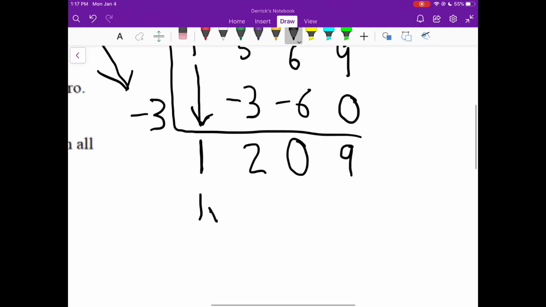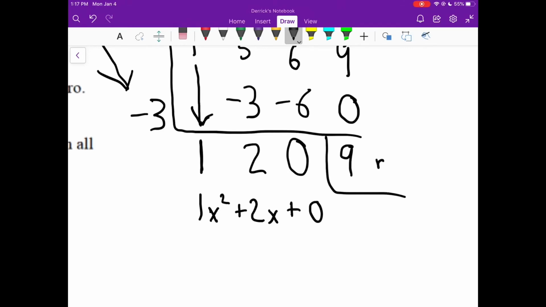So we have 1x squared, which would then make this a 2x to the first, which would then make 0 a constant, right? So no x's with it. And then the question is, what does that 9 represent then? Because I have no more variables for 9 to represent. Well, the last number that you get from synthetic division will always represent your remainder. The last number from a synthetic division problem will always represent your remainder.